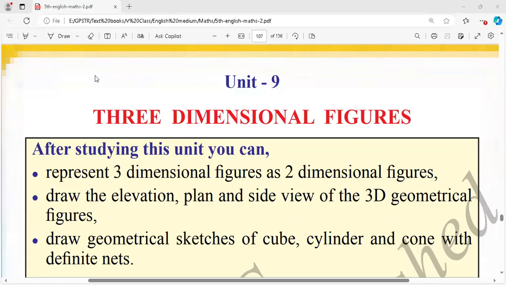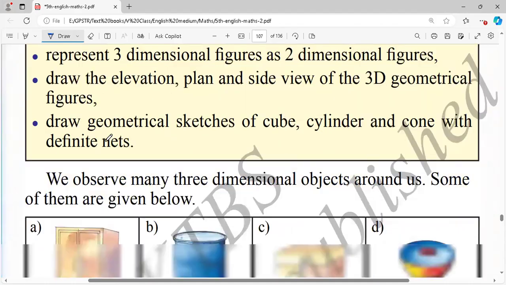In this video, I am discussing fifth standard mathematics, unit 9, three-dimensional figures, exercise 9.1. Before going to the exercise, let us see some basic concepts.